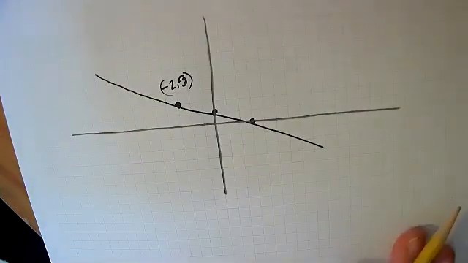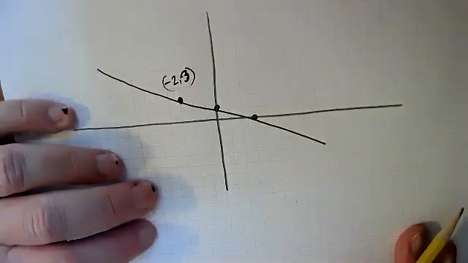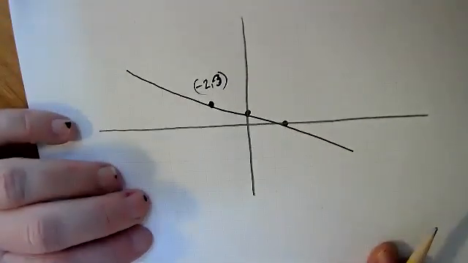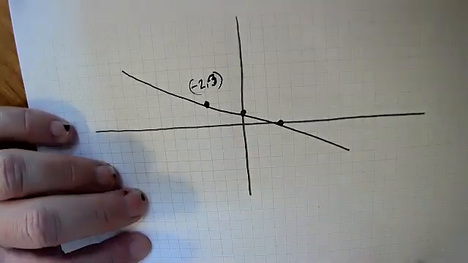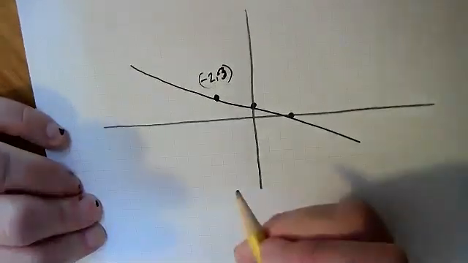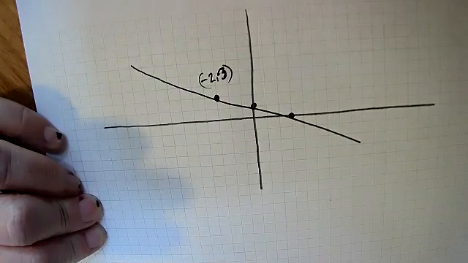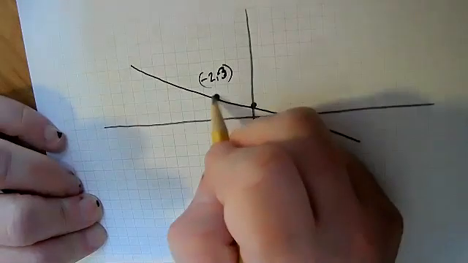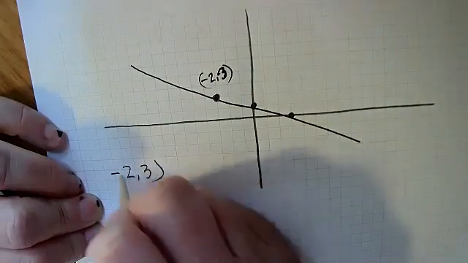All right, so here we go. Another situation that you're going to see is this. What is the equation in point slope form of this graph? So I want to write an equation in point slope form of this graph. And here's what I know about this graph. I know that this graph goes through the point -2, 3.